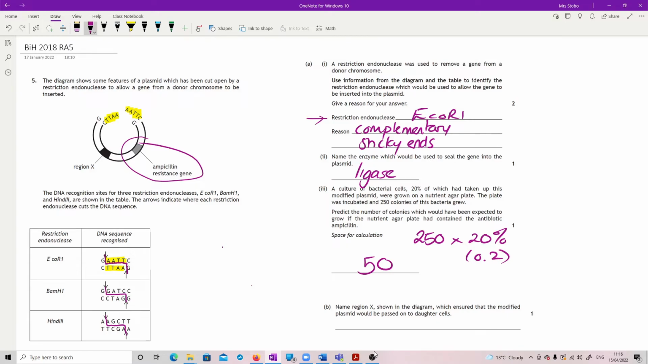Name region X shown in the diagram which ensured that the modified plasmid would be passed on to daughter cells. So the whole problem with plasmids being added in is if they don't then replicate, so you've got multiple copies, when the bacterial cell divides, it won't go into the daughter cells. So what you need is an origin of replication. And that is what region X is, or given as RI. That's it.